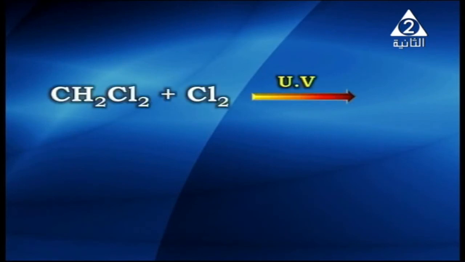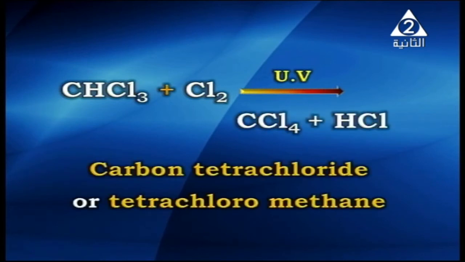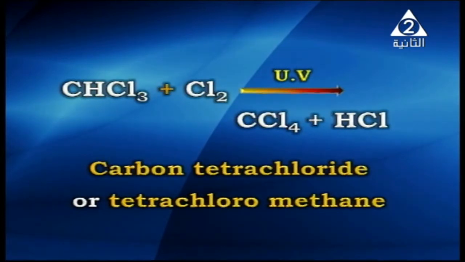Another further reaction occurs. The methylene chloride reacts with another chlorine molecule in ultraviolet rays, forming trichloromethane or chloroform, CHCl3, releasing one molecule of HCl. And a further reaction occurs by replacing the last hydrogen. When the chloroform reacts with chlorine, it gives carbon tetrachloride or tetrachloromethane, as shown on the screen, releasing one molecule of HCl.